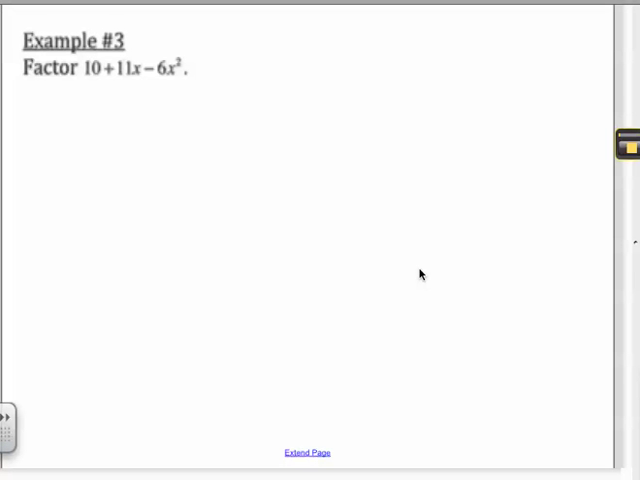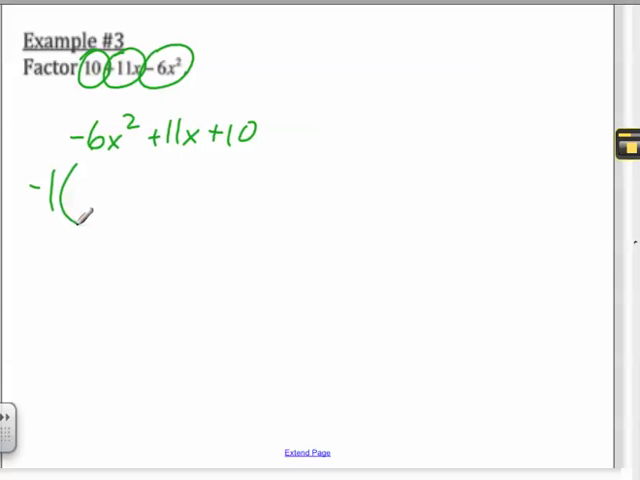Okay, guys. First thing, I've got to rearrange this so that the x squared is in the front. Okay? So I'm going to rewrite this now. It's negative 6x squared plus 11x plus 10. But I do not want the term in front of the x squared to be negative. So I'm actually going to take a negative 1 out. I'm going to change all the signs. I'm factoring out a negative 1.